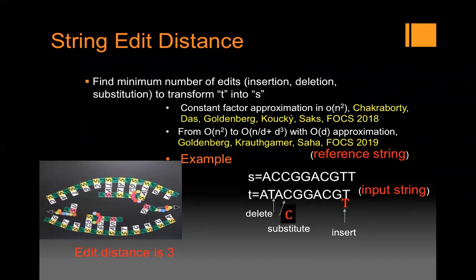And as I said, for string edit distance you can design an n-square algorithm using dynamic programming. That's what you can do if you're considering optimum solutions, unless you believe in strong ETH. But if you allow approximations, there has been a lot of progress in devising faster algorithms for string edit distance. A couple of years back in FOCS 2018, Chakraborty, Das, Goldenberg, Koucký, and Saks gave an algorithm that runs in sub-quadratic time and gets a constant factor approximation for edit distance.